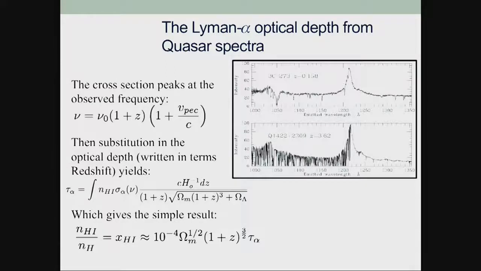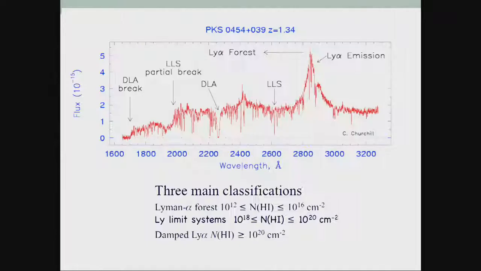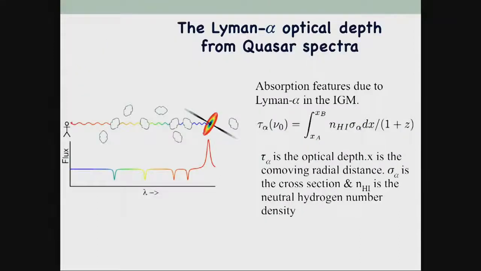First of all, the cross section has to do with a number of things. The resonance line frequency is the original frequency shifted by 1 plus z, depending on the redshift at which this is absorbed. And there's also a peculiar velocity effect, right? Because that's where things happen. If you substitute this here, this is what you will get. It's the same formula that you got before.